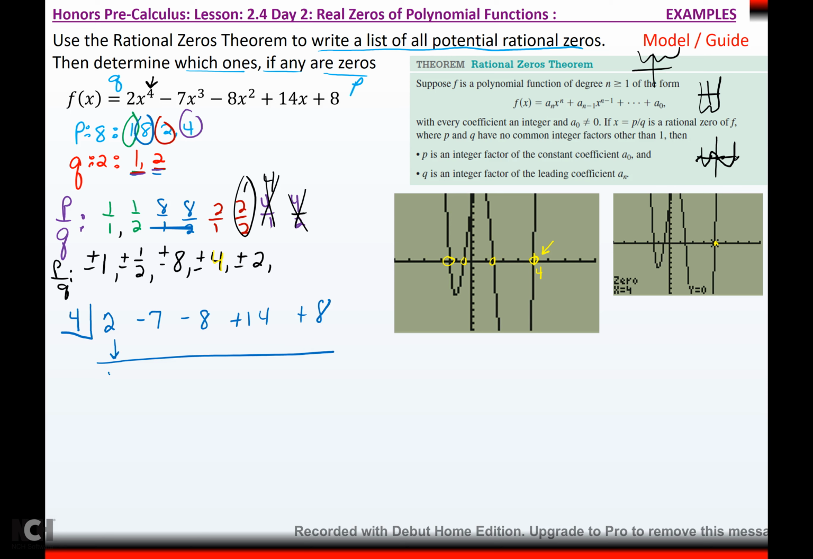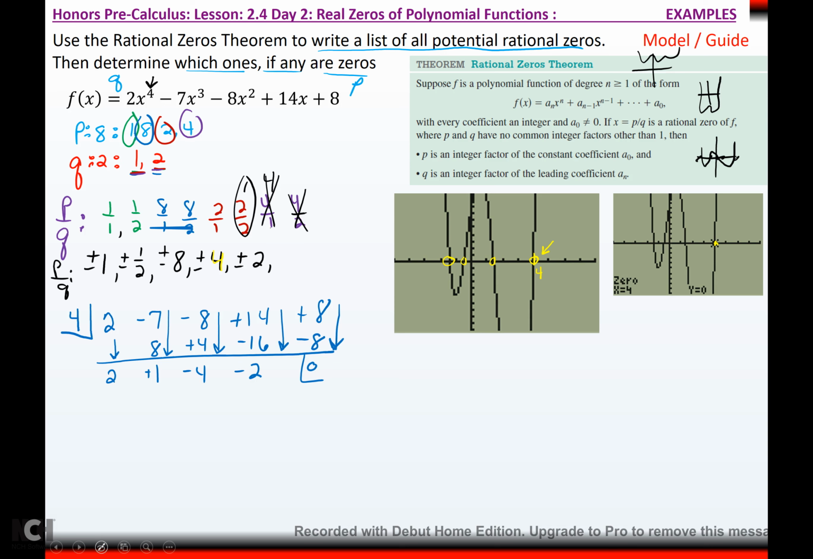Alright, 2 comes out, brings back 8, negative 7 eats 8, positive 1 comes out, 1 times 4 is 4, brings back positive 4, negative 8 eats positive 4, comes out negative 4, negative 4 times positive 4 is negative 16, positive 14 eats negative 16, negative 2 comes out, negative 2 times 4 is negative 8, positive 8 eats negative 8 and comes out 0, which that better have happened or my graph is lying to me. Okay, it has to have a remainder of 0.